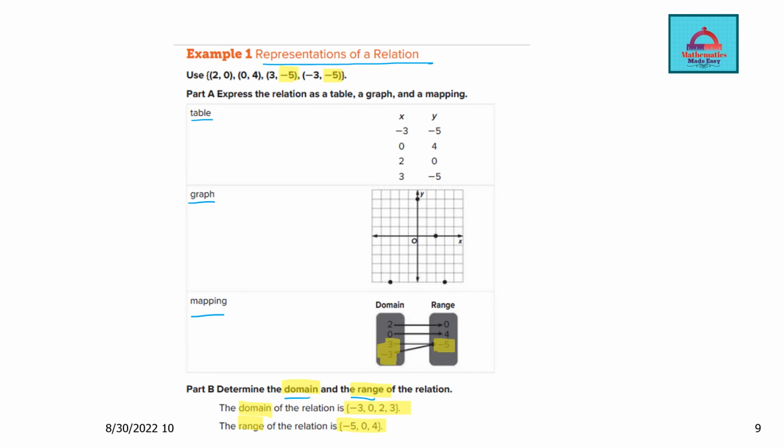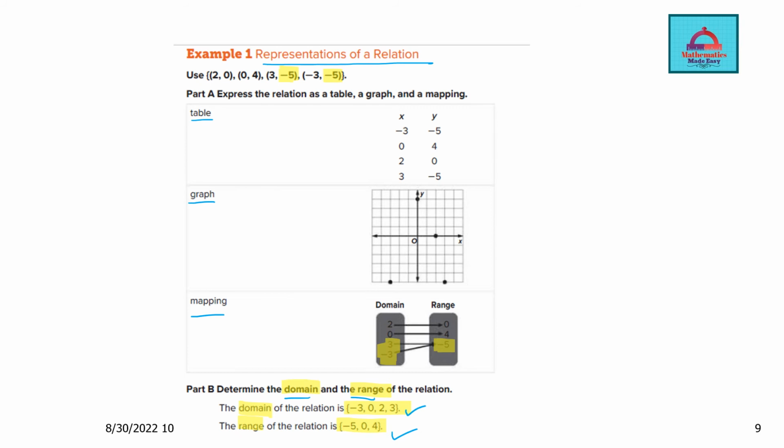So 2, 0, 3 and -3 are the domain. You write it in ascending order in this way. Range is 0, 4, -5, -5. You write it in this way. Now you see -5 is repeated, so we will only write it one time. We will not repeat it again. Okay, now let's draw the table.